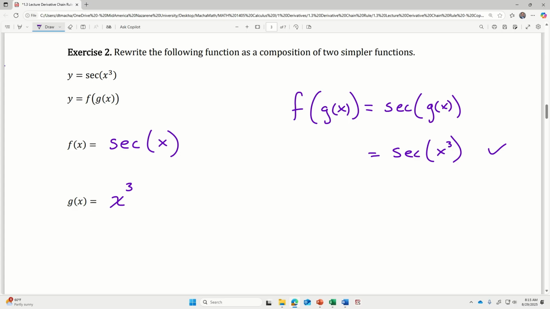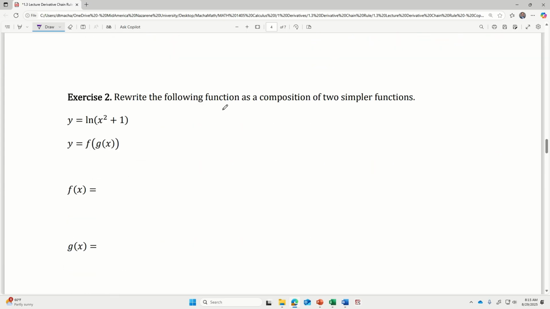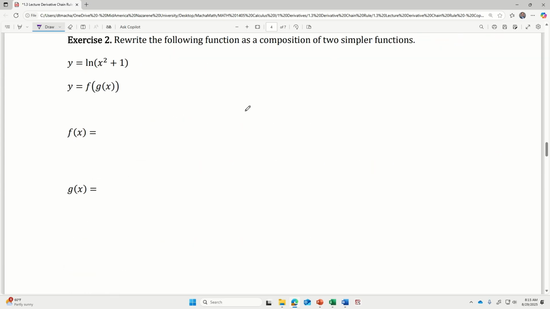So it's an important skill in this class to be able to look at a composite function and know what the outside function would look like, what the inside function would look like. How are these composed to create secant of x cubed? We'll do one more and we'll move on. If I have natural log of x squared plus 1, what's the outside function? Yeah, and what's the inside function? x squared plus 1. Perfect.